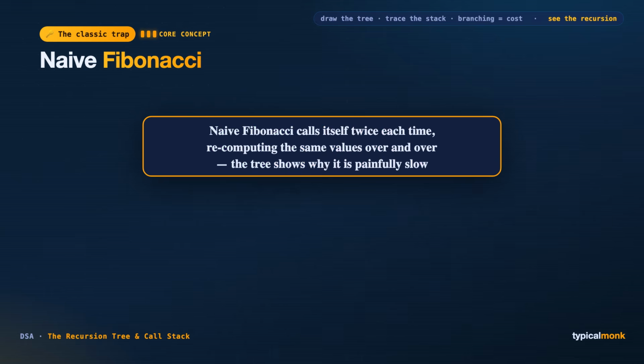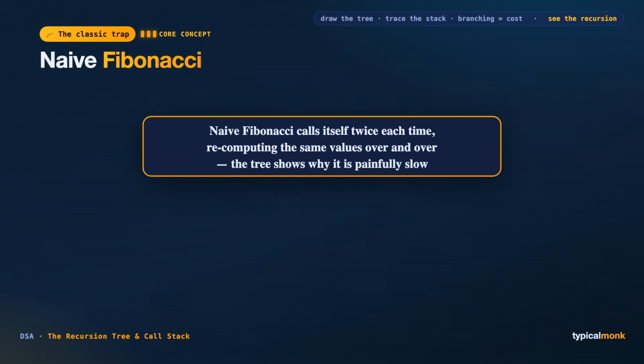Let us make this concrete with the most famous example of recursion gone wrong, the naive Fibonacci. The naive recursive Fibonacci computes each number by calling itself twice, once for the previous number and once for the one before that, and adding the results. Two recursive calls per step. From what we just learned, you already know what that means. The tree branches and the work is exponential.